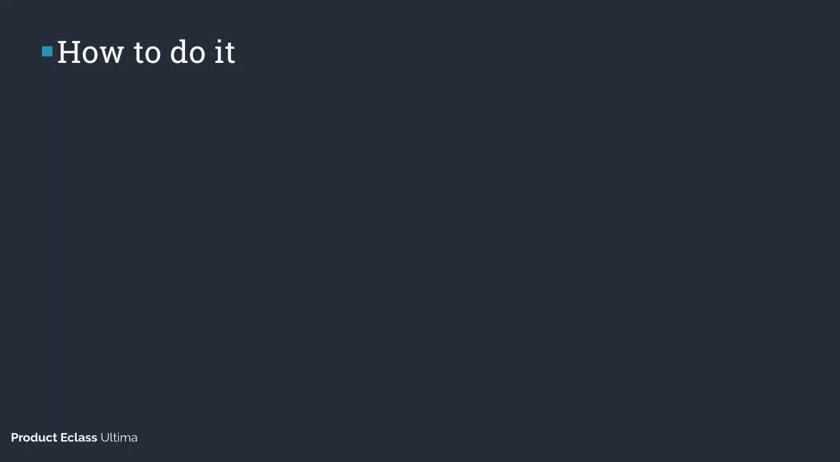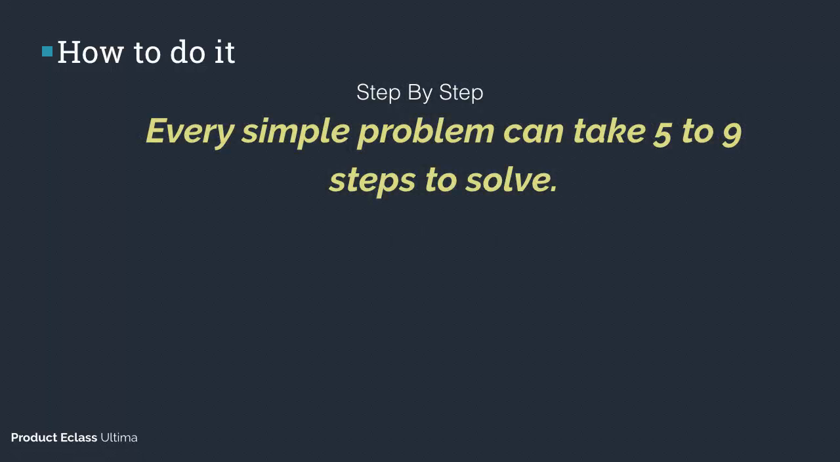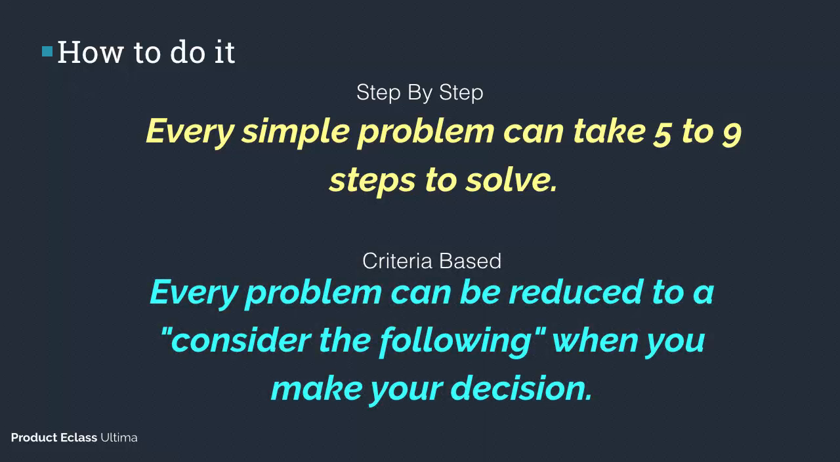And then next, how to do it. This is where we do one of two things. Almost always, I do step by step. Every simple problem can take 5 to 9 steps to solve. So you just say, step 1, do this, step 2, do this, step 3, do this, step 4, do this, step 5, do this. Or we teach them criteria.